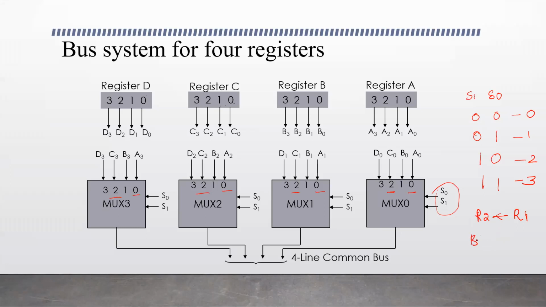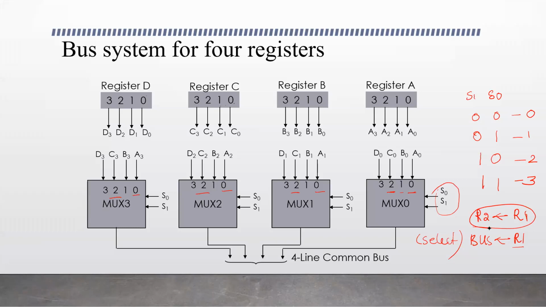One is placing the content of R1 in the bus. This process is called selection. Out of these 4 registers, A, B, C, and D, one register is selected by the multiplexer, by activating the input 0, the register A, or by activating input 1, register B. This way one register gets selected at a time. So placing the content of register on the bus line, that is selection. This is the first step of this transfer operation.